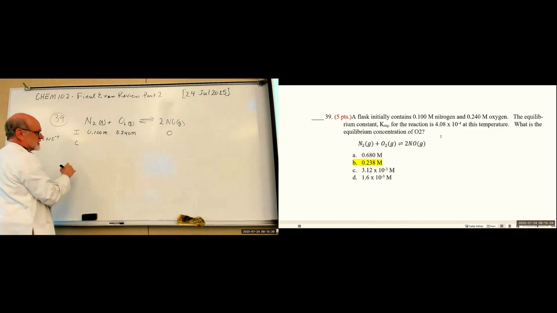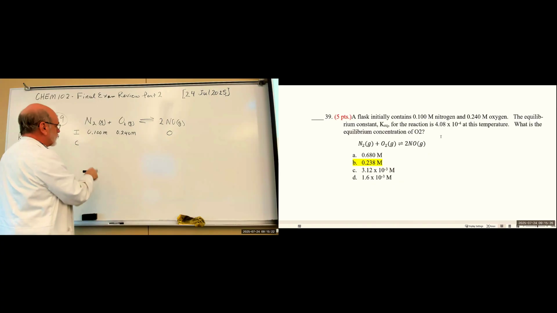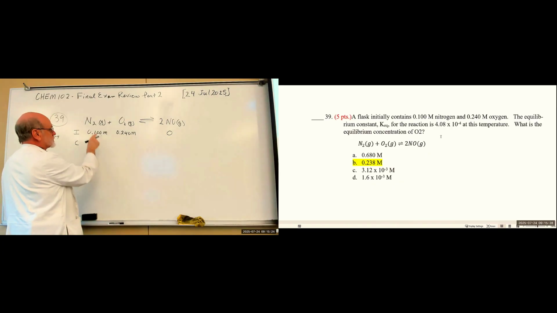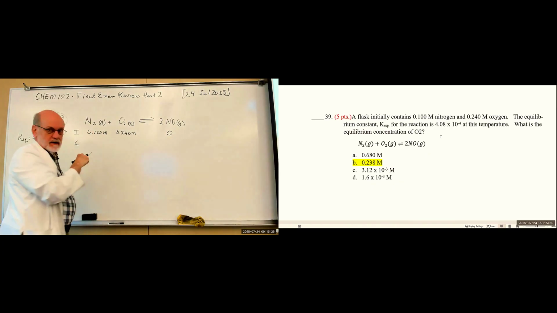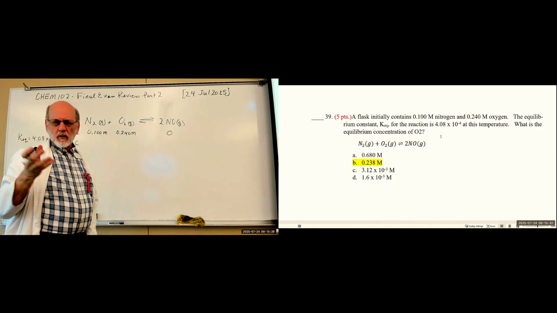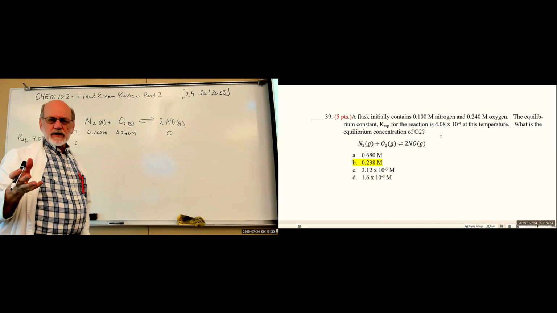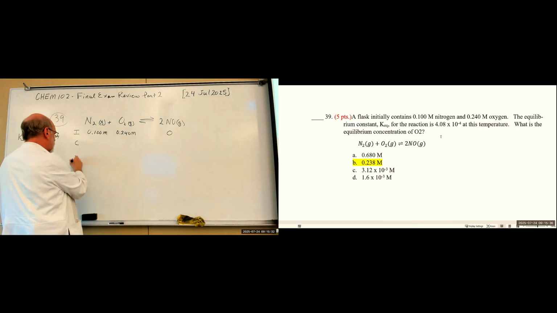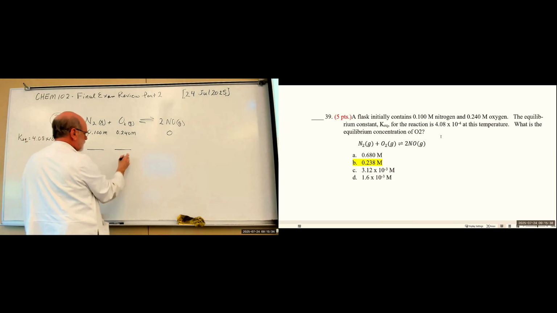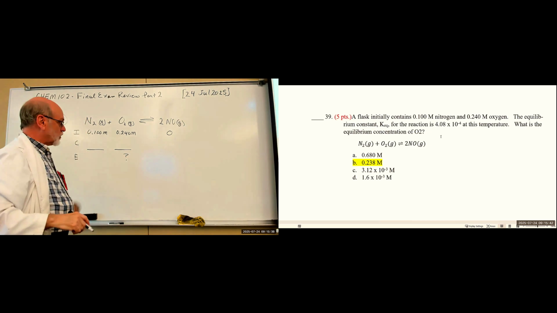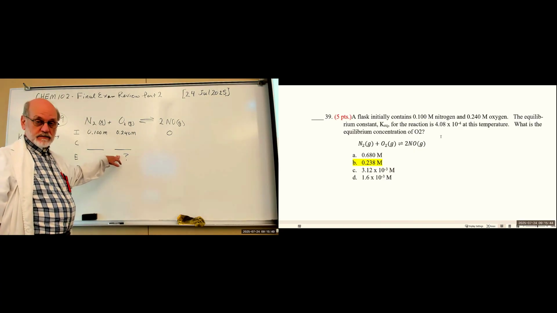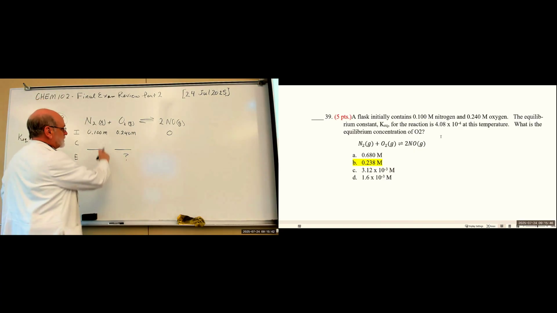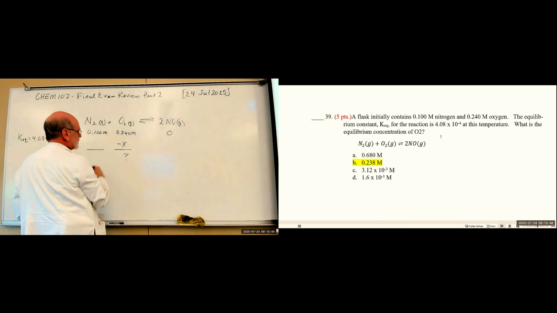What kind of change are we going to see? Well, we're going to lose some of this in equal amounts. We want to know the equilibrium concentration of O2. That is, we want to know this value right here. So if we let this one be X, and we lose X here, then that will give us an expression.